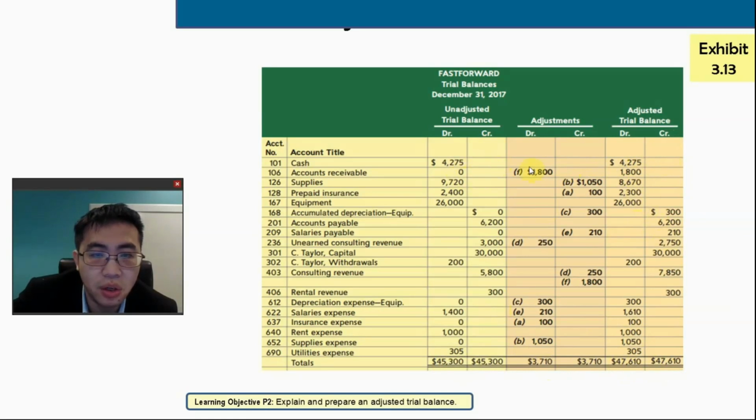For example, this 0 plus 1,800 will give you 1,800, and this 2,400 minus 100 will give you 2,300. Okay, so you can get the adjusted amounts for each of these accounts, and then add them up to get this overall debit for the adjusted trial balance. And this overall adjusted total could also be obtained by adding the overall adjustments to the unadjusted.